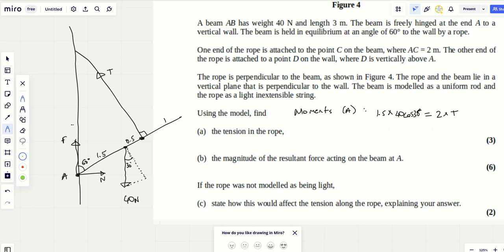Now that's root 3 over 2, so if you times it by 40, you've got 20 root 3, times it by 3 over 2, you've got 30 root 3, divide it by 2, you've got 15 root 3 for your T, yeah? And that's the force. I think it comes to about 26 newtons. Okay, right. Magnitude of resultant force acting on the beam at A. Magnitude of resultant force. That means we need to find F and N and then combine them so we can find the magnitude of the resulting two forces at A.